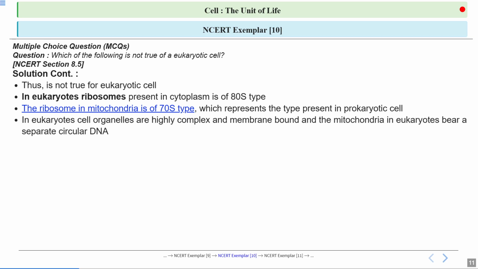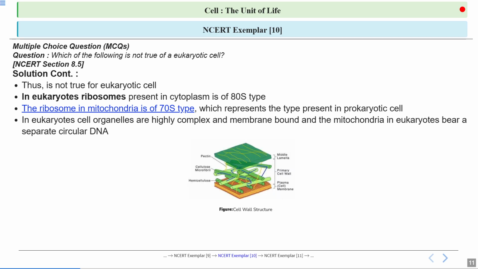So in eukaryote, the cell organelles are highly complex and membrane bound, and the mitochondria in eukaryotes bear a separate circular DNA. Yes. We see in the case of bacteria that they have the plasmid, small circular DNA, that is called plasmid. That plasmid-like small circular DNA is also present in mitochondria and chloroplast, right? So again, this statement is true, but the first statement was incorrect.